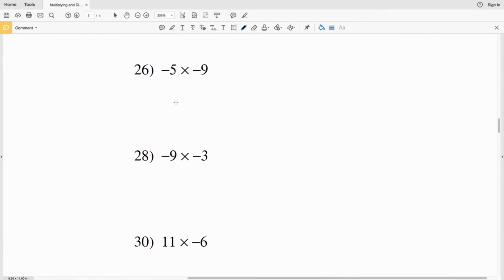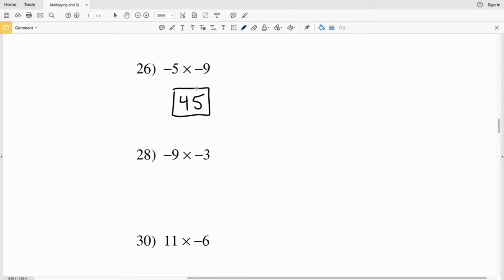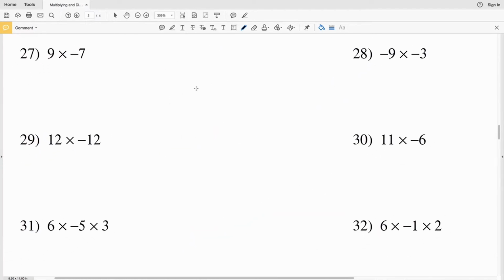For number 26, again, we have a negative times a negative. We know that's going to be positive. So 5 times 9 is 45. Negative 5 times negative 9 is also 45. For 27, we have a positive times a negative. That's going to result in a negative. The signs are not the same. So 9 times 7 is 63, but that's a negative 63 since it's 9 times negative 7.